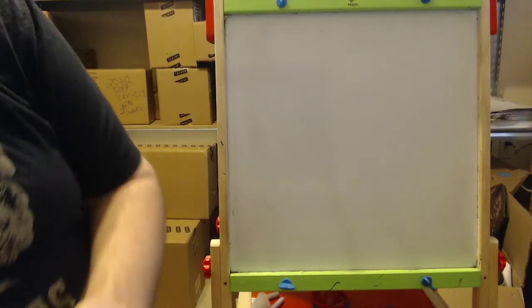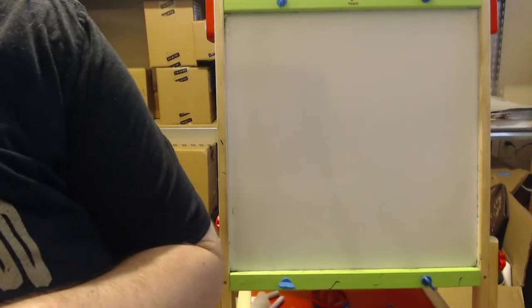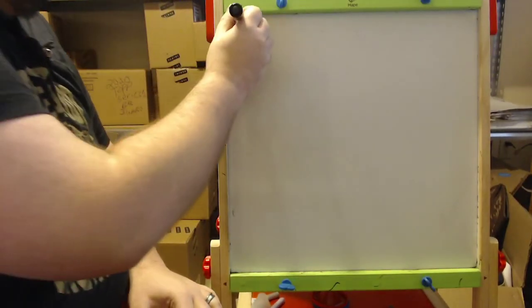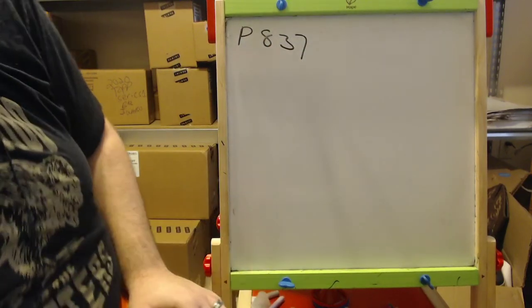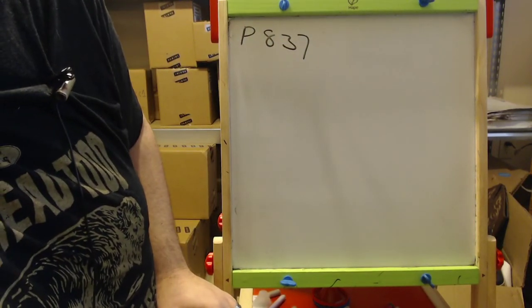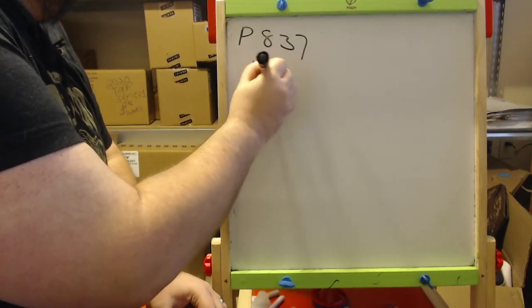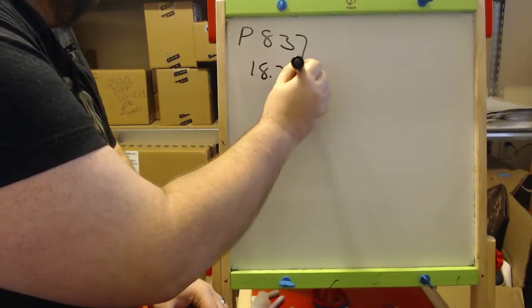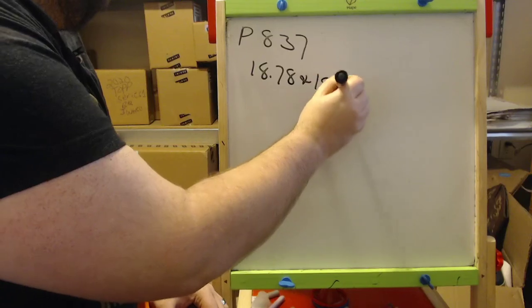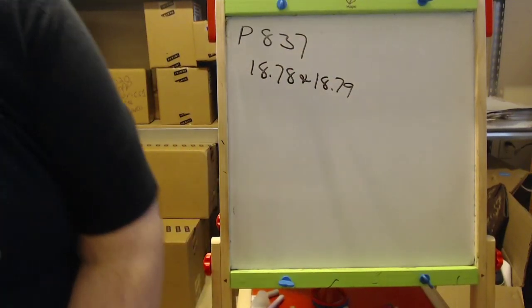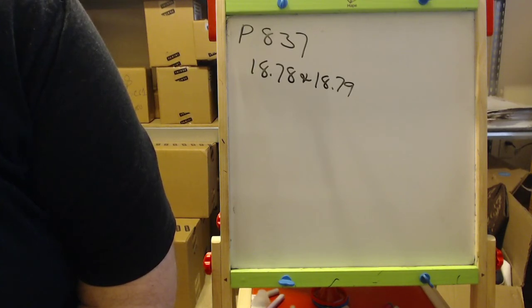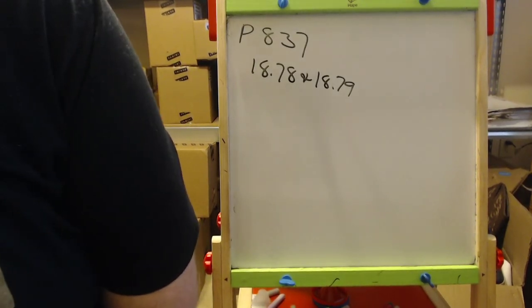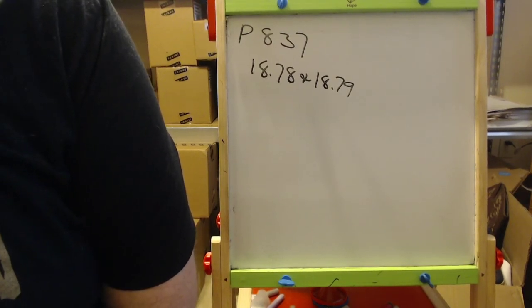Now, homework that deals with what we talked about today. Page 837, (18.78 and 7.9). It's Lewis acid stuff. I know I had salt stuff in here somewhere.